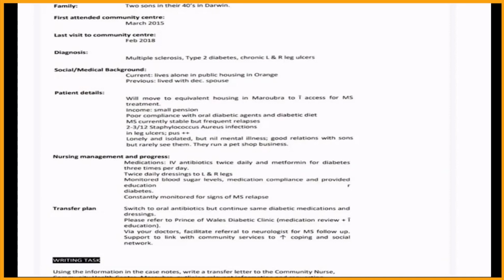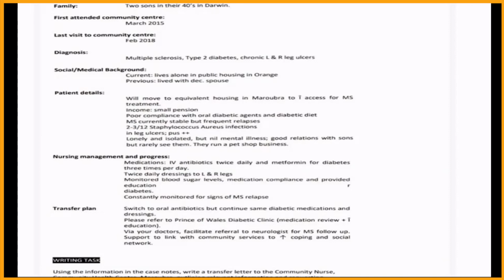Lonely and isolated, but nil mental illness. Good relations with sons, but rarely see them. They run a pet shop business. Here you have a lot of information, and you should not write everything, but only the main thing. Here, what can be written? Lonely and isolated, he has good relations with sons. What I'm trying to say is, when you see a lot of information, you pick up the whole thing and write it like a story, but instead you have to only highlight what is important.